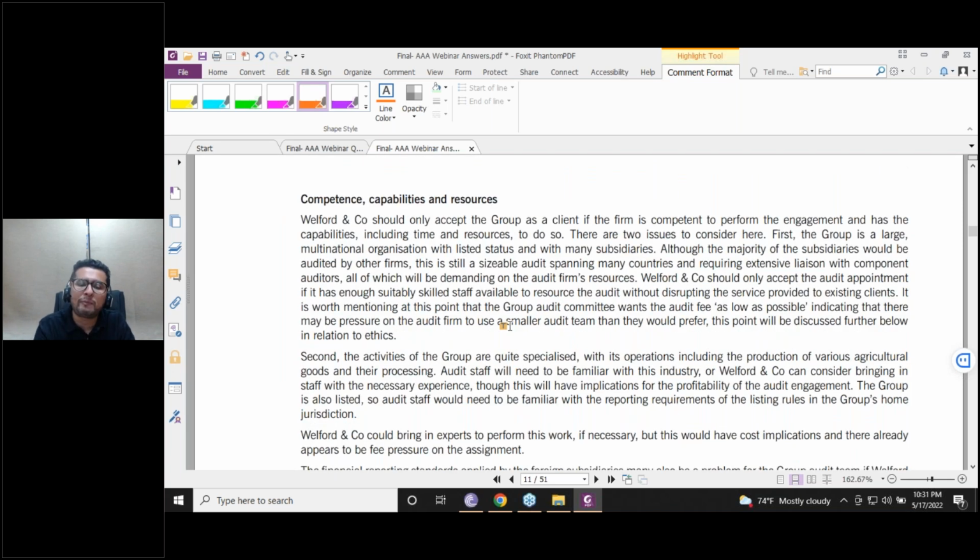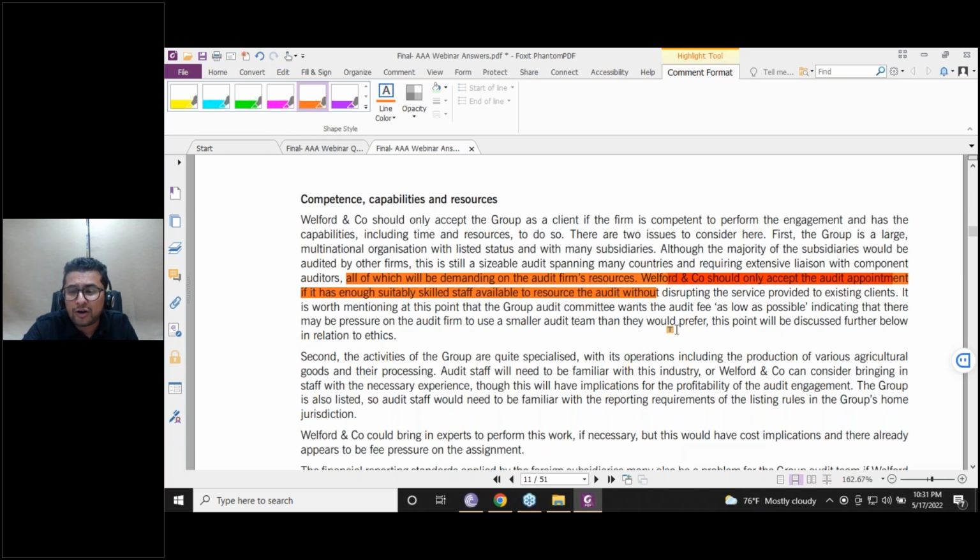Let's start with the first factor, competence, capabilities, and resources. So the audit firm should only accept the group as the client if the firm is competent to perform the engagement. Now, there are two things which we need to consider. What's the first issue? First, the group is large, a multinational organization with listed status. The majority of the subsidiaries are overseas, and they have a huge size. So we need to consider whether we will be able to handle that. The audit firm should only accept appointment if it has what? Enough suitably experienced staff available. Otherwise, they should not accept this client.